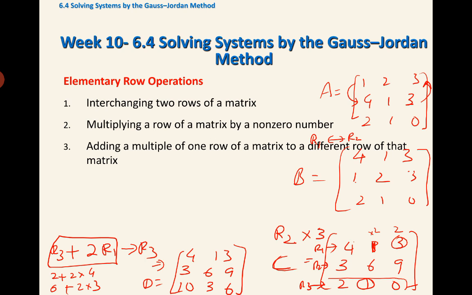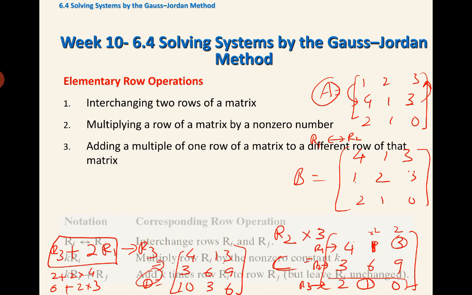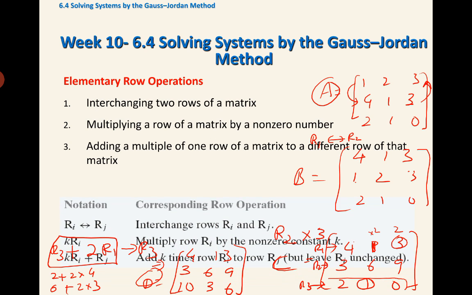What is the purpose of these elementary row operations? They retain the properties of A. Now all the properties of A and D are equivalent. If the rank of A is 3, then the rank of D will be 3. So these elementary row operations retain the properties. Next we will see what a reduced matrix is. Some notations have been given here, you can go through them.